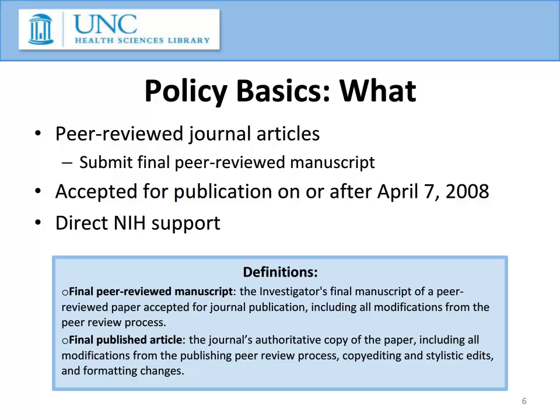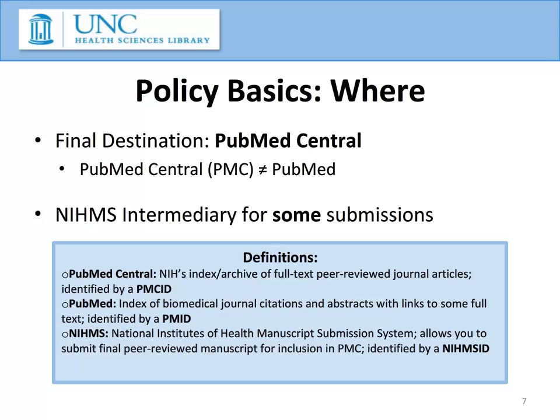At this point, I want to clarify some confusing terminology. The policy asks you to submit the final peer-reviewed manuscript, which is the final version of the manuscript with all of the revisions from the peer review process. This is the author's copy of the article, and it is usually a Microsoft Word file. The final published article is the formatted PDF that the journal posts on its website. Authors generally do not have the rights to this version of the article, so they cannot submit this version to PubMed Central without permission from the publisher. The final peer-reviewed manuscript is all that is required to be submitted, so make sure you keep track of these files.